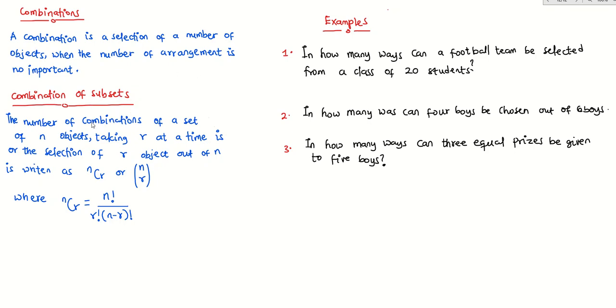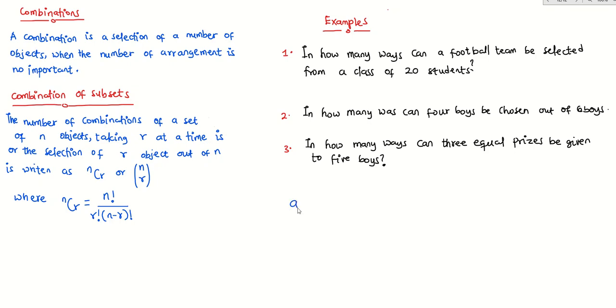A combination is a selection of a number of objects when the arrangement is not what's important. Permutation, on the other hand, considers the order of the arrangement, but in this case, the order of the arrangement is not considered. I used an example in the permutation video where I said, for example, we have four students.